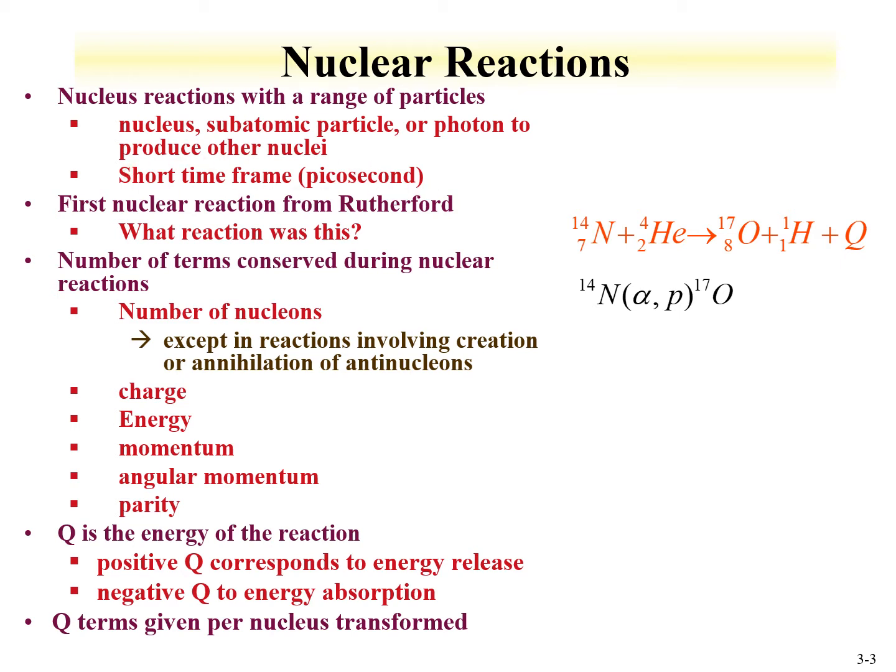The first nuclear reaction, as we discussed early in the class, is from Rutherford. What reaction was this? Well, that reaction is listed here, where an alpha particle is impinging on some nitrogen and forms some oxygen and a proton.